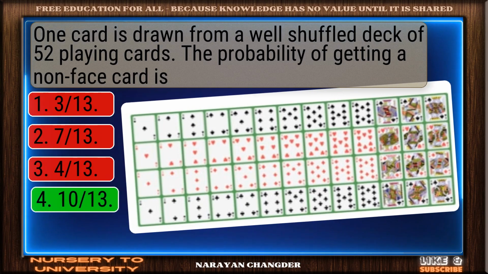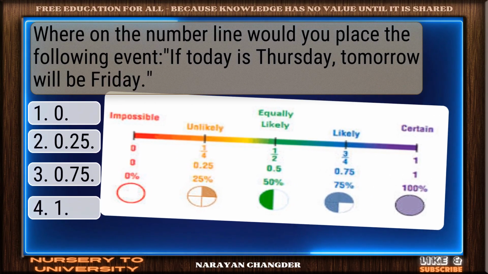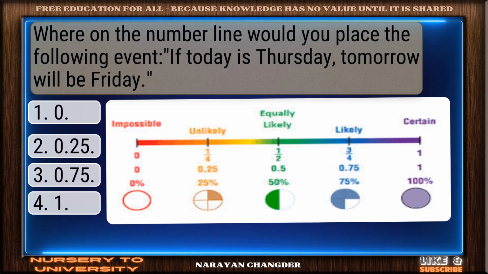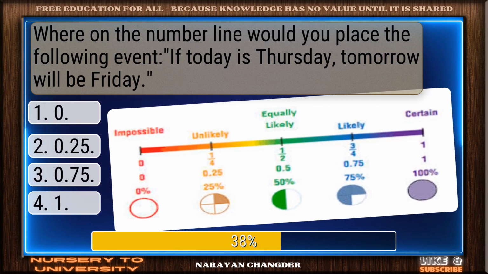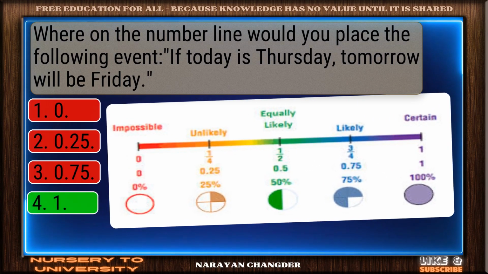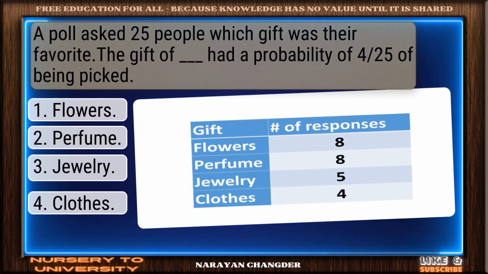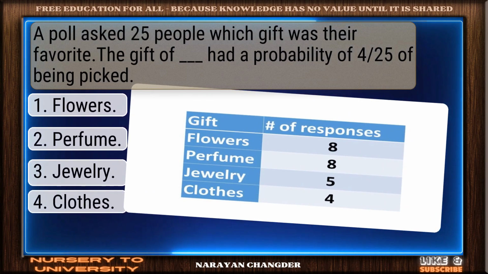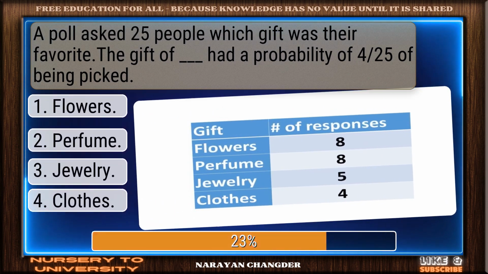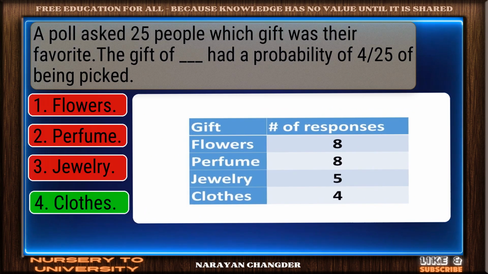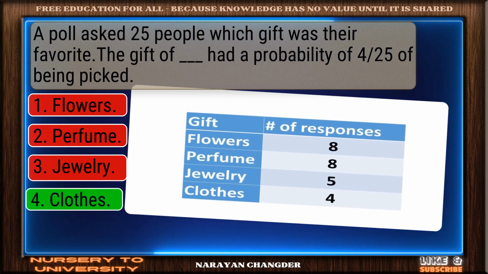10/13 is correct. Where on the number line would you place the following event? If today is Thursday, tomorrow will be Friday. Good job. 1 works well. A poll asked 25 people which gift was their favorite. The gift of Dash had a probability of 40/25 of being picked. Excellent choice. Close is right.